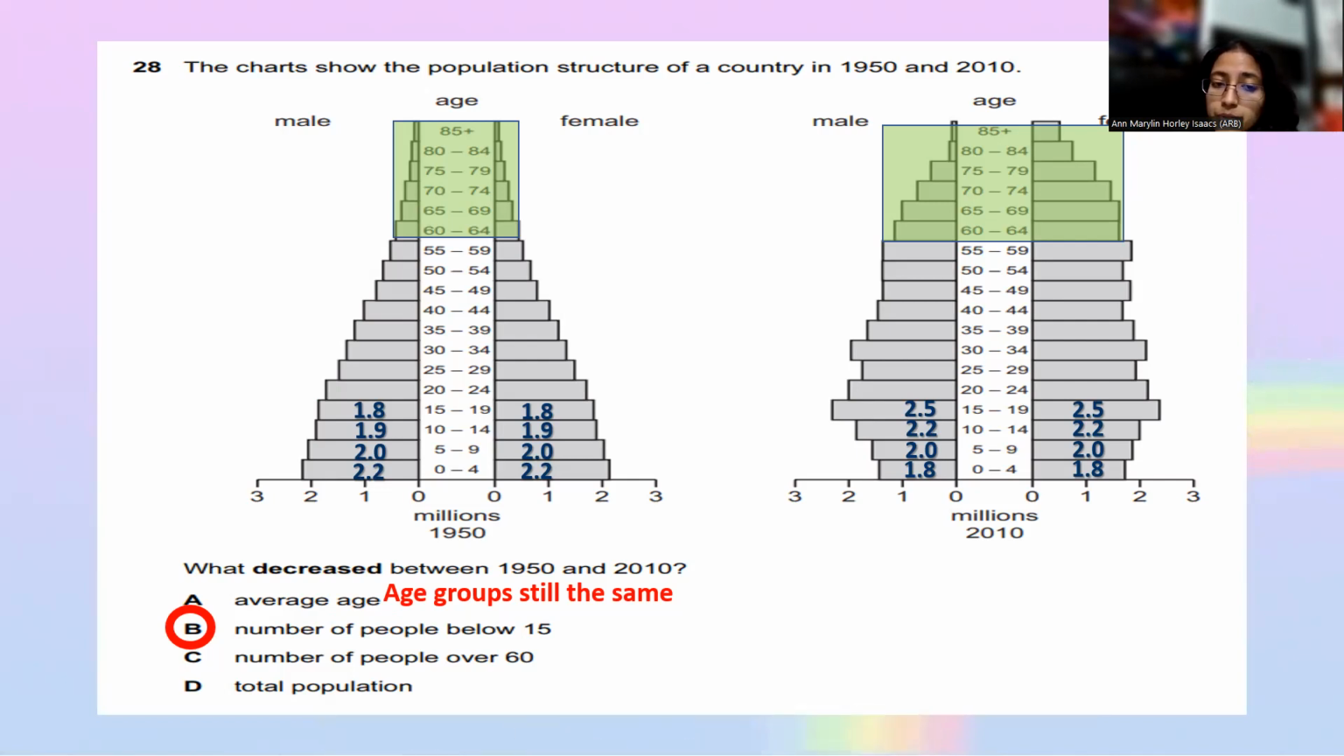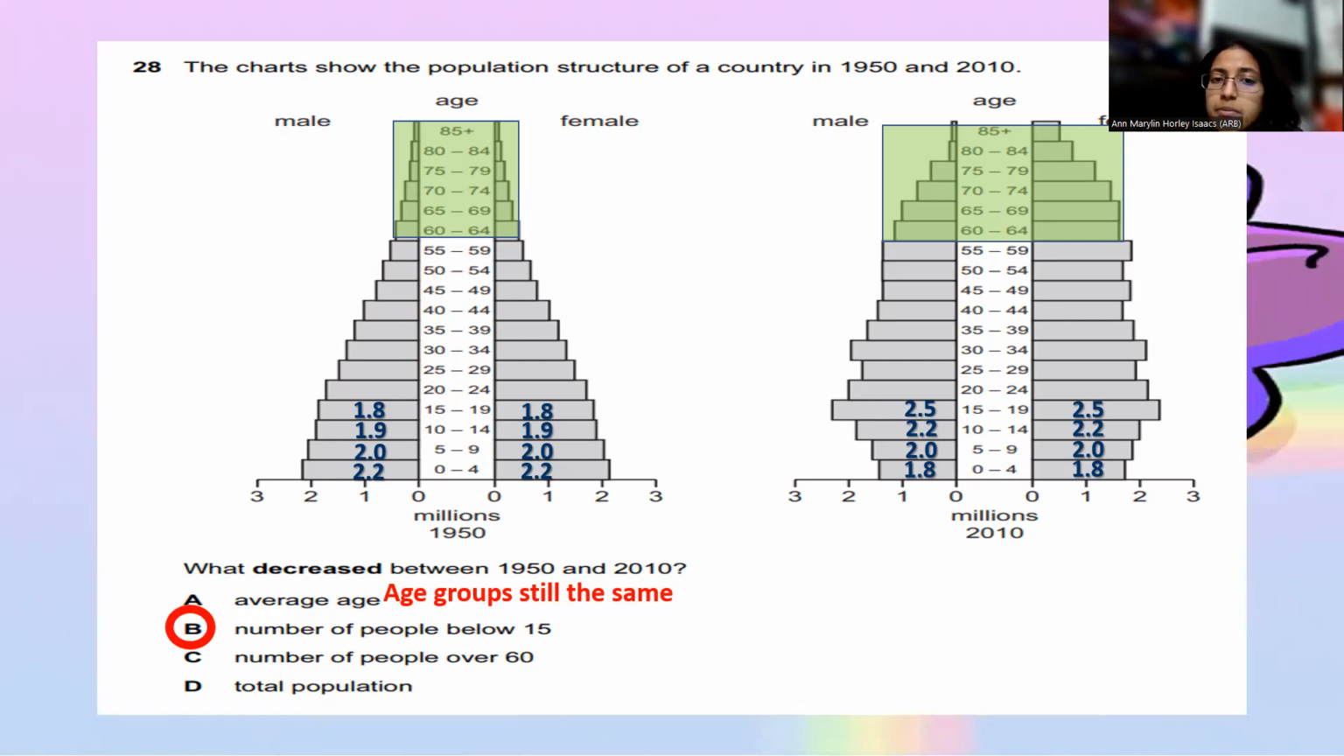Or below 15. So you probably wouldn't even need to calculate the age group 15 to 19. You just take what exists below that, sorry. 1.9, 2.0, 2.2, you get 4.1, 6.1. Okay. So take it from the three bottom categories. You would get a smaller figure.